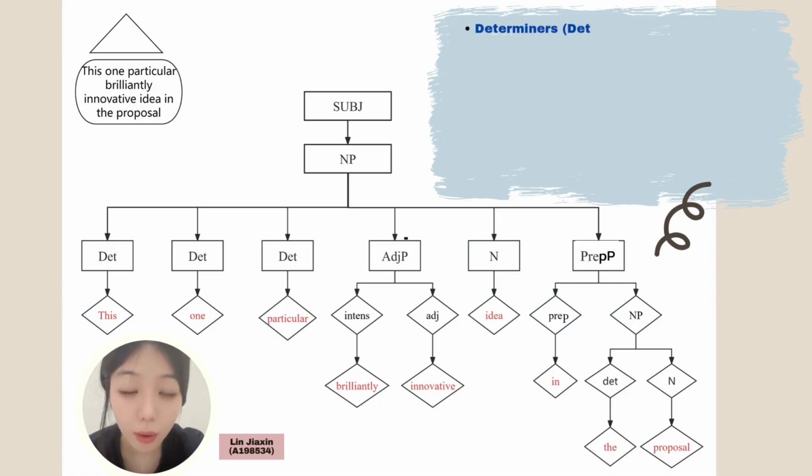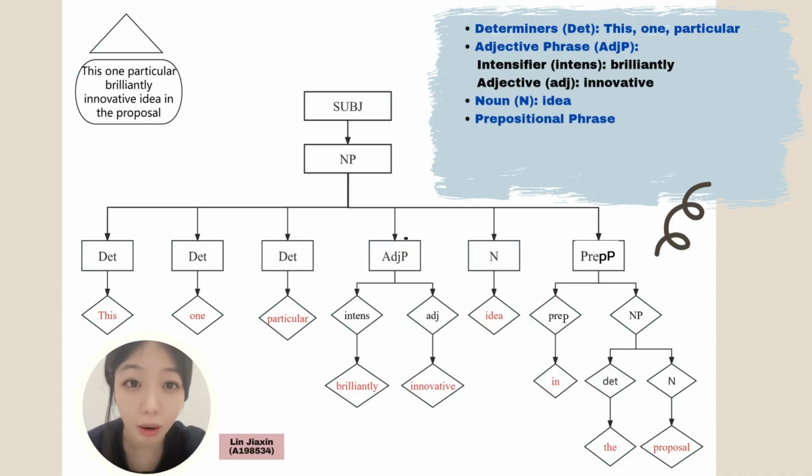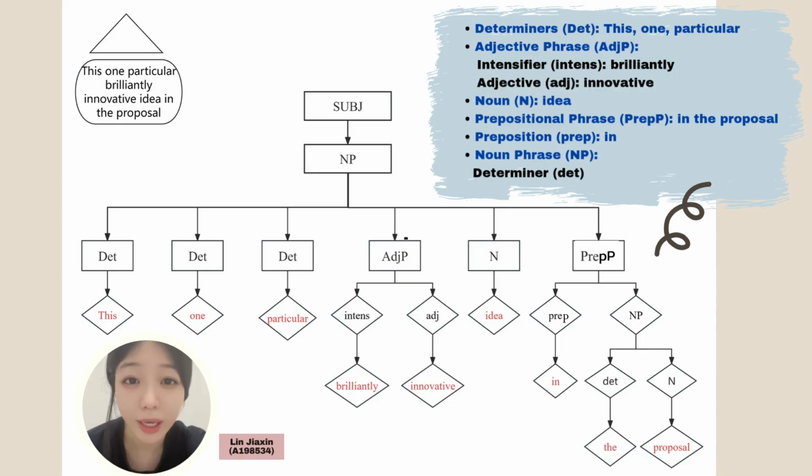Hello everyone, I will be analyzing the structure of two complex noun phrases using syntactic trees to explain what modifies what and what terminates what. The first phrase is this one particular brilliantly innovative idea in the proposal. It's a noun phrase functioning as a subject and the head of the phrase is idea. Let's break it down. The words this, one, and particular are determiners. They limit or specify which idea we are talking about.